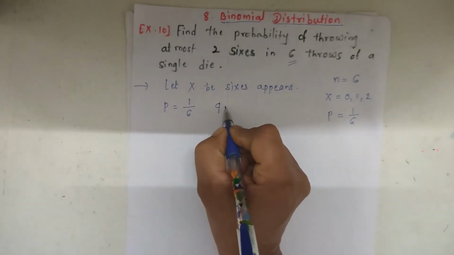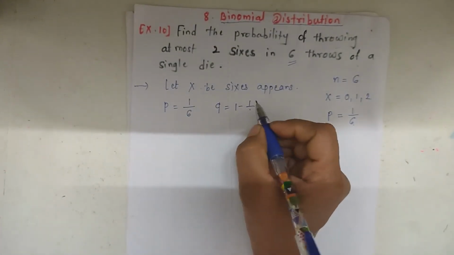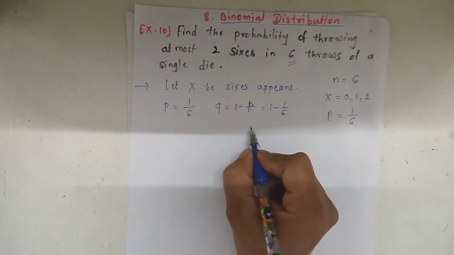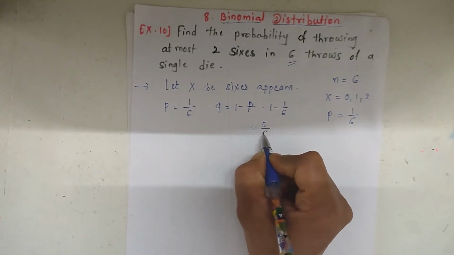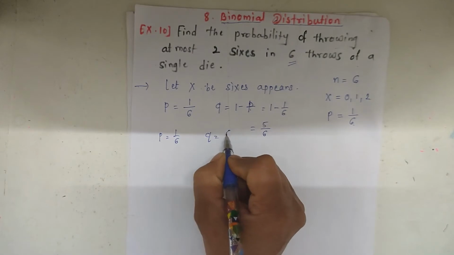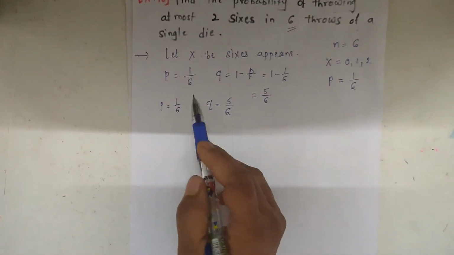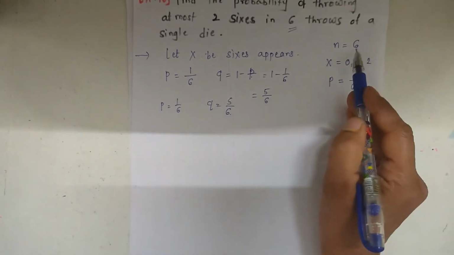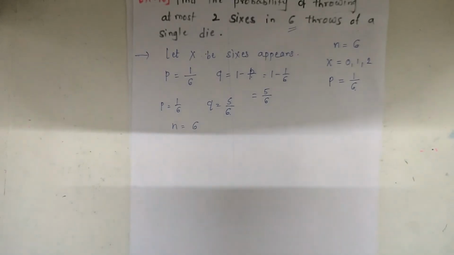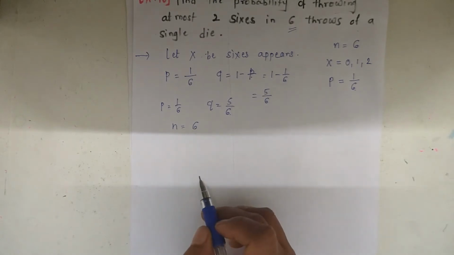Now the value of q is 1 minus p, that is, 1 minus 1 by 6 is equal to 5 by 6. So the value of p is 1 by 6 and q is equal to 5 by 6. Now here we know the values of p, q and n. In this case, the number of trials n is equal to 6.